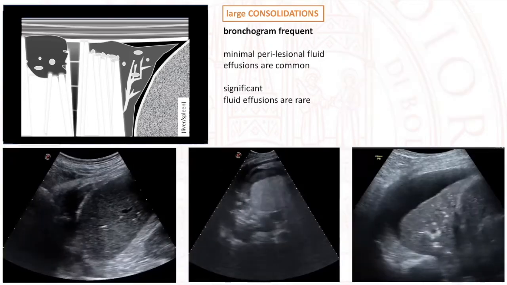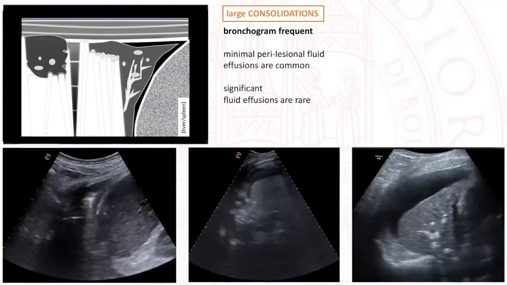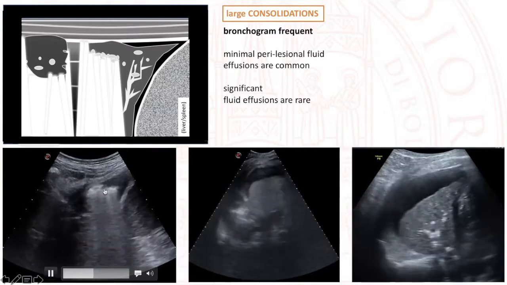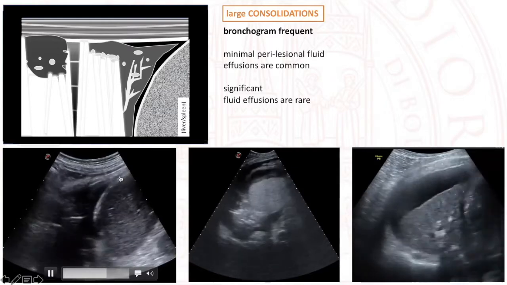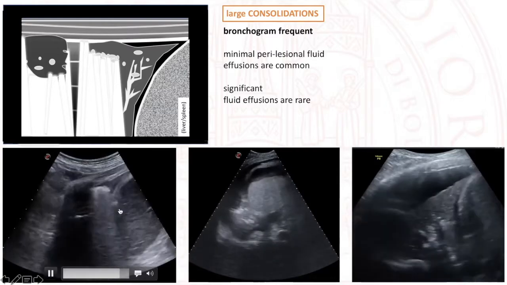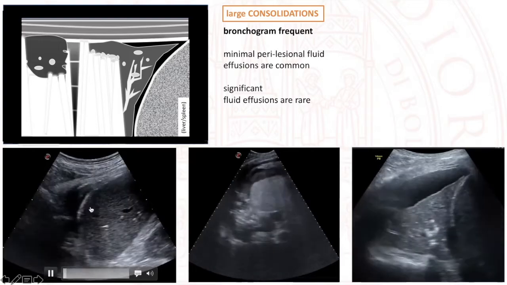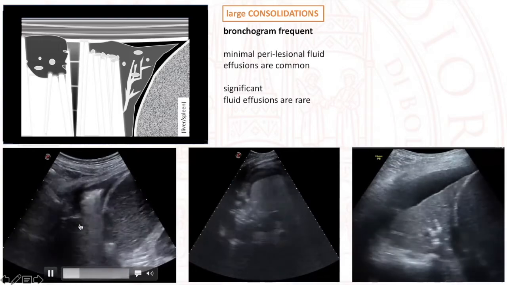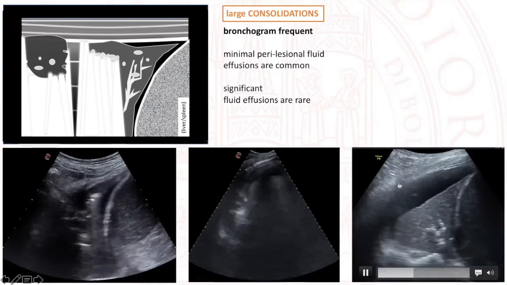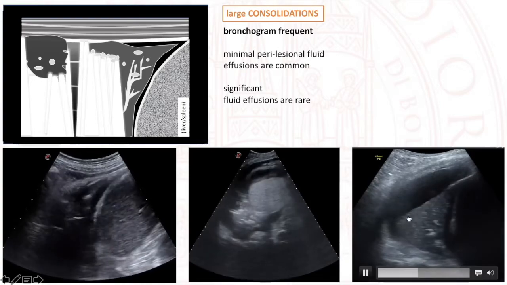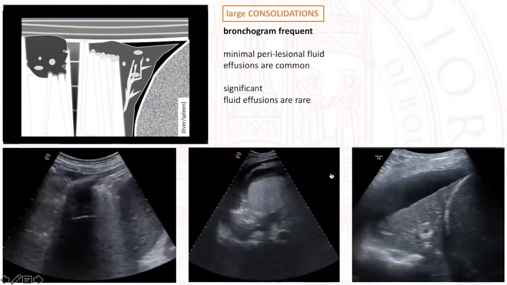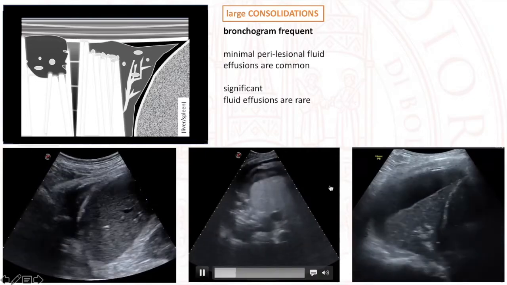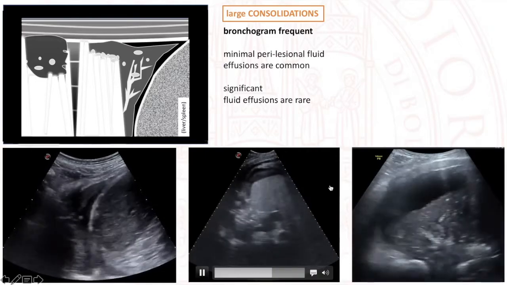As said, fluid effusions are very rare, even though in this case you can see a little thin layer of fluid around the lesion, and that is actually quite common. What is not common in COVID-19 involvement is such a more severe fluid effusion.